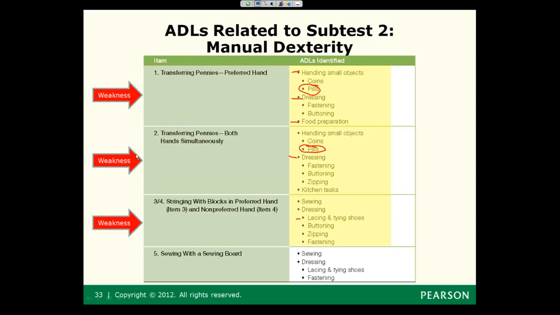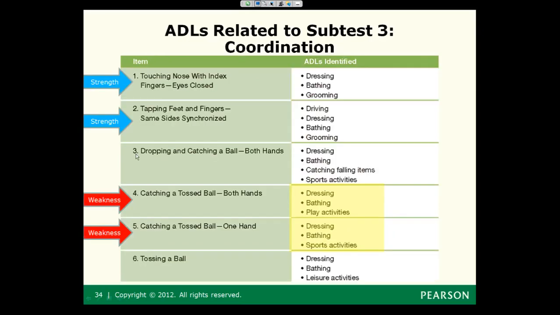We're looking at coordination. I see here that she was able to touch her nose and tap her feet and fingers, and those are particular relative strengths of hers. But then weaknesses with tossing a ball and catching balls would then get me concerned about some of the play activities, whether or not she can engage in play activities or sports, but then also dressing and bathing as well.